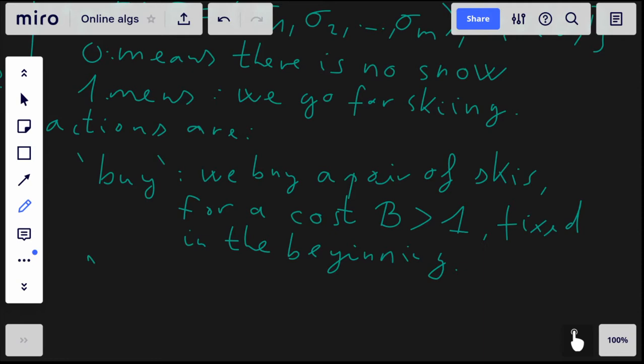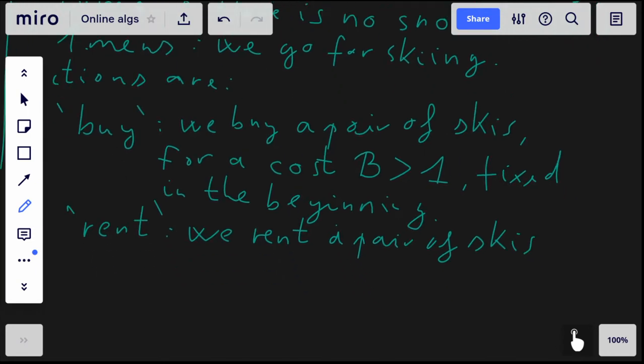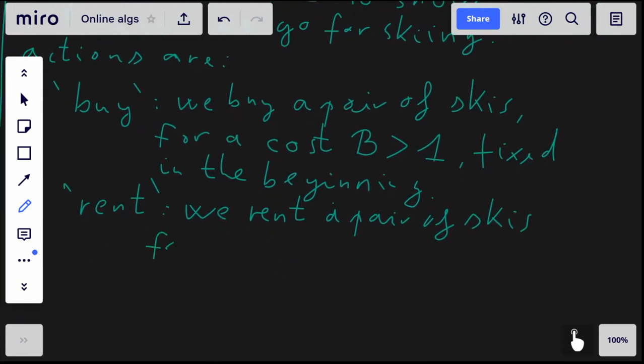There is also another option, to rent. Rent means that we pay one amount of money, so unit cost, but we only rent the skis for 1 day. A pair of skis for that day for a cost of 1, for a unit cost if you wish.